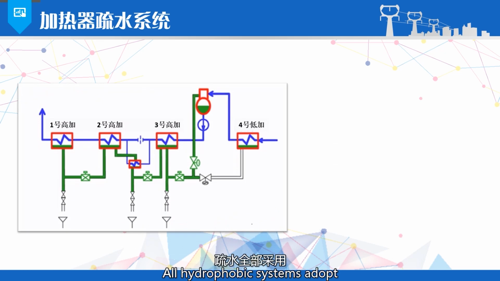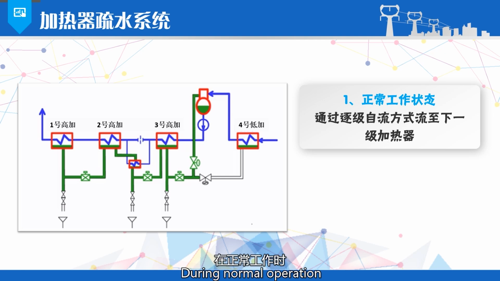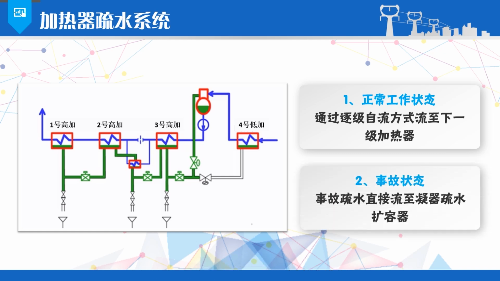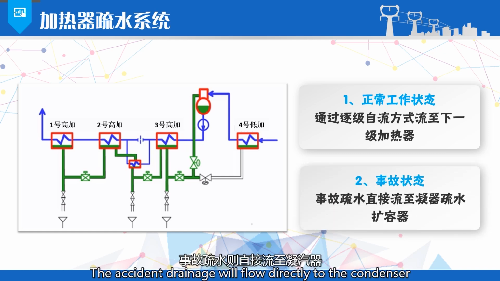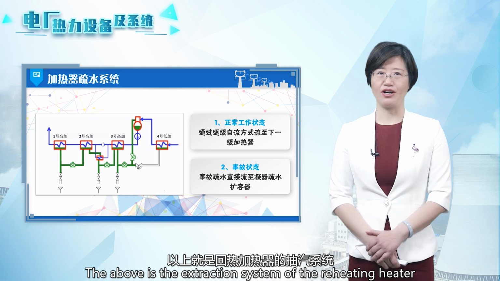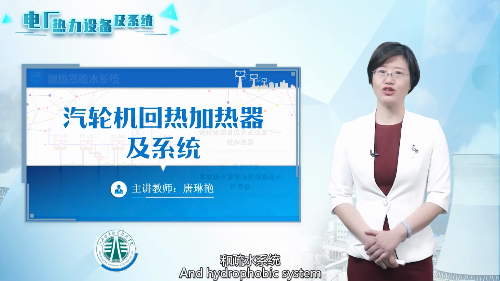We can see here that all drain systems adopt a step-by-step, self-flowing method. During normal operation, the drain of the number 1 high-pressure heater flows into the number 2 high-pressure heater step-by-step, and from the number 2 high-pressure heater to the number 3 high-pressure heater. The deaerator at the inlet of number 3 high-pressure heater, and the low-pressure heater drain flow step-by-step to the condenser. The emergency drain will flow directly to the drain expansion vessel. The above is the extraction system of the regenerative heater and drain system.